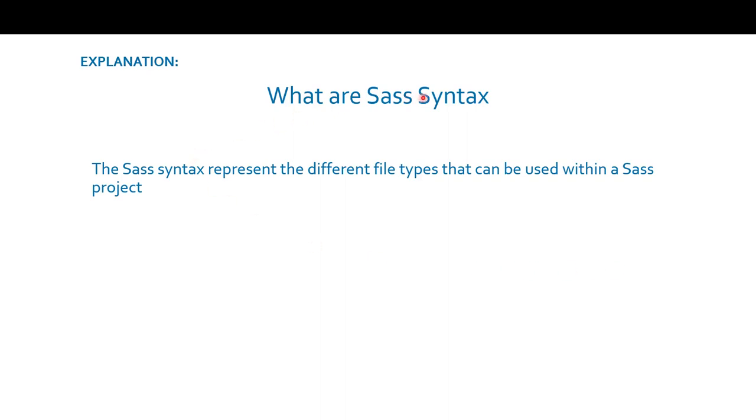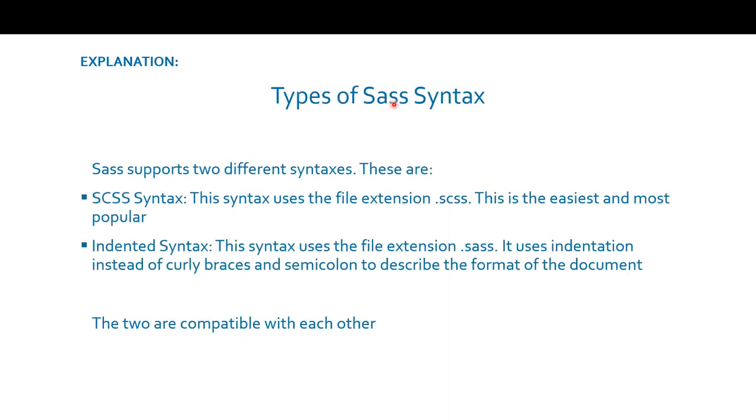So what is Sass syntax? Essentially, the Sass syntax represents the different file types that can be used within a Sass project. There are different types of Sass file you can use within a Sass project, and those different types are what we call Sass syntax. There are basically two, and depending on which one you are using, the way you structure your Sass code will be different. So that's why it is good to know about them.